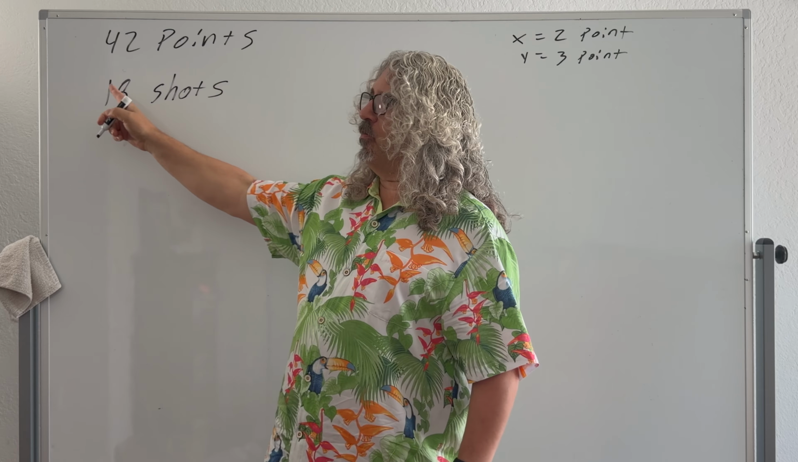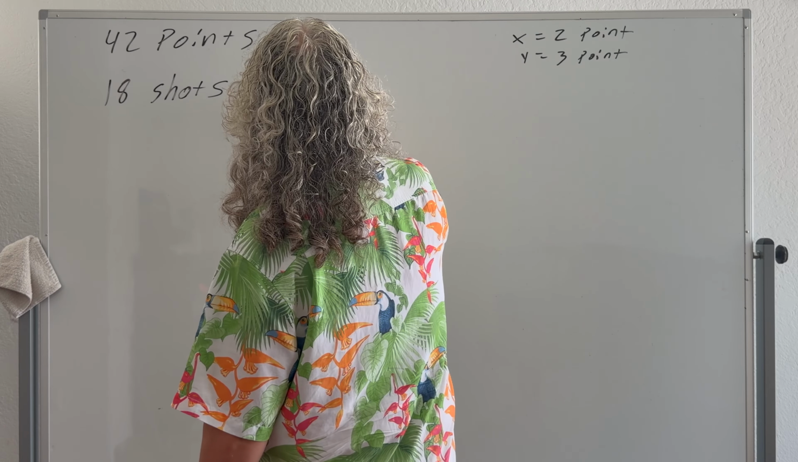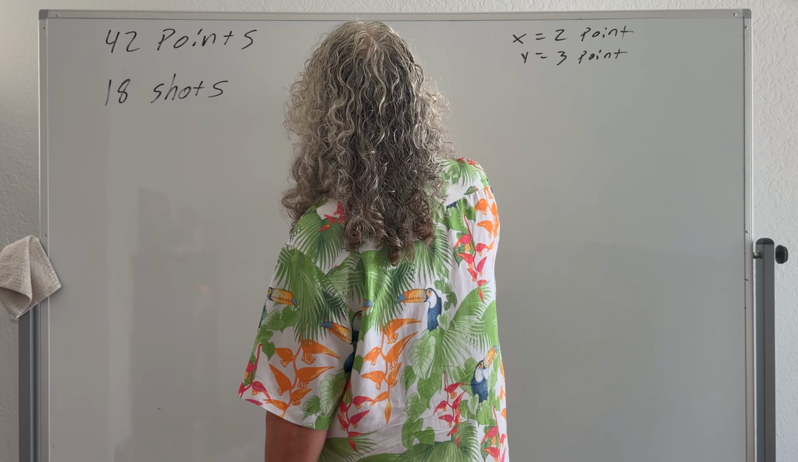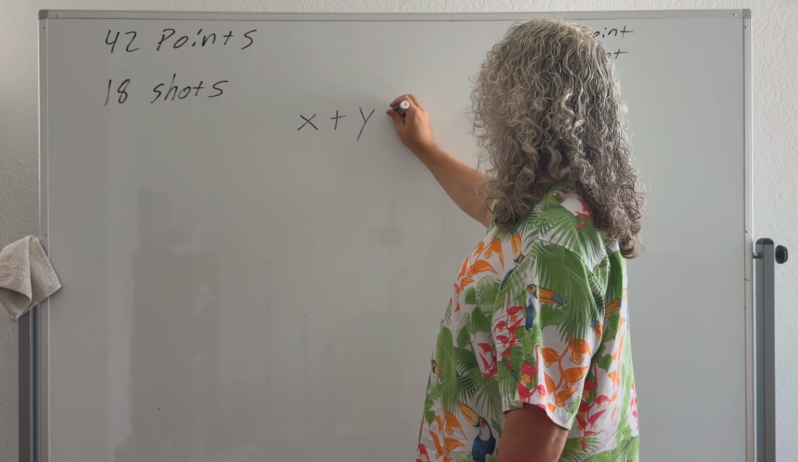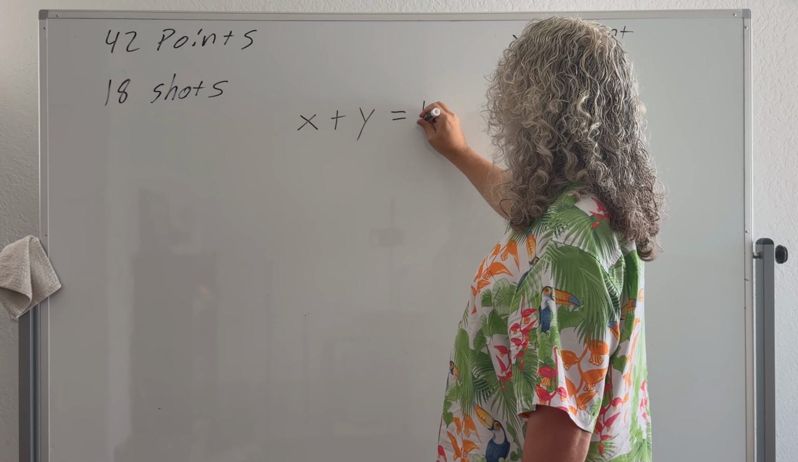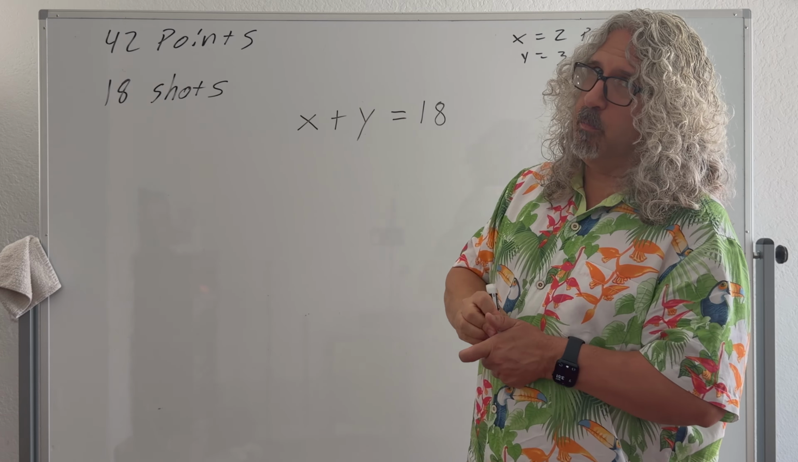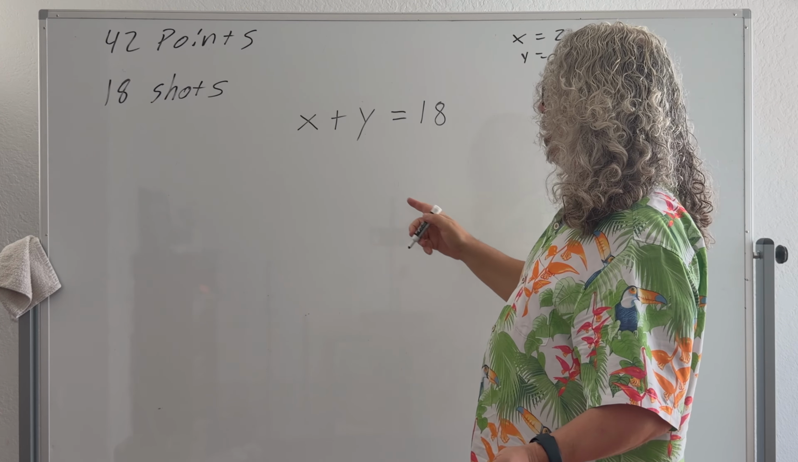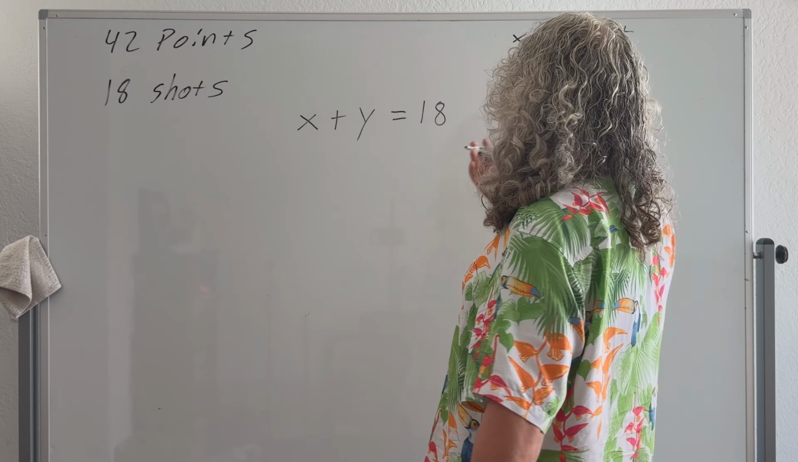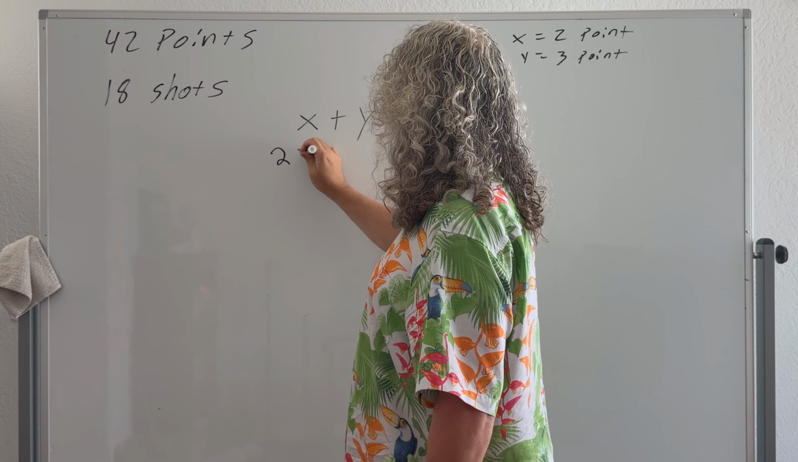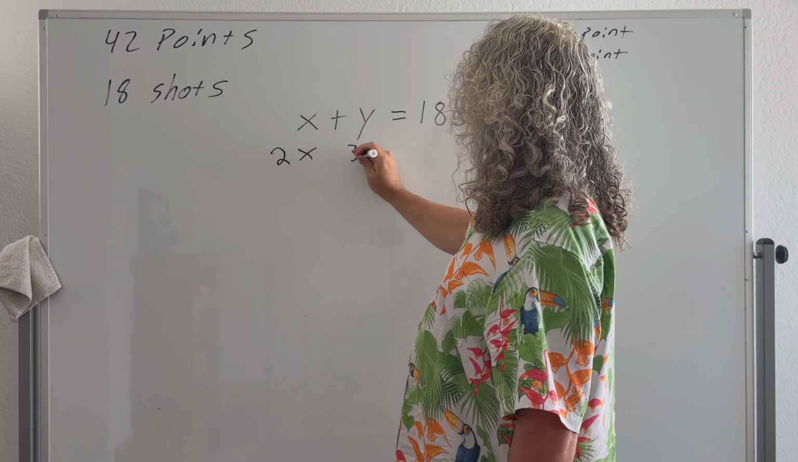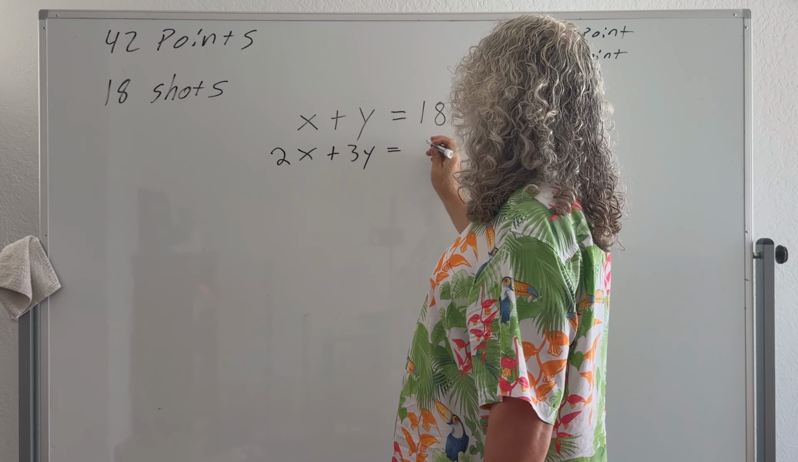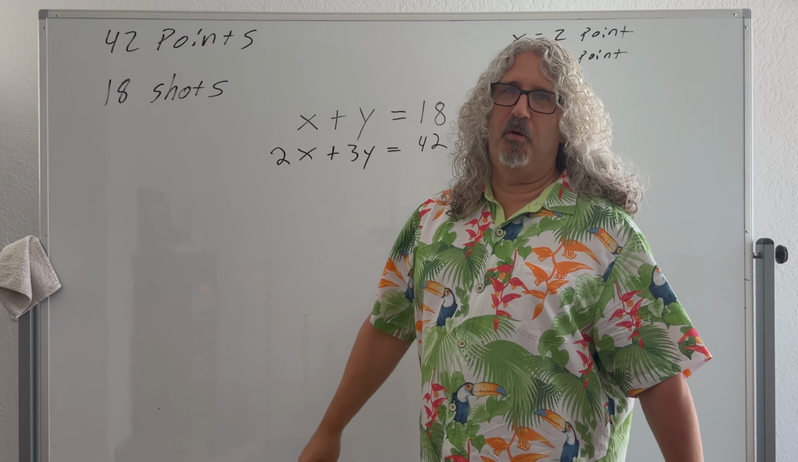Well, I know that this person made 18 shots, right? So if I take the 2-pointers and I add the 3-pointers, not the 3, that's a y, 2-pointers and 3-pointers all together, how many shots were made? 18. Not 42. 42 was the points. 18 was just the shots that went in the basket. Okay, but now we're going to give a value to all of them. So for every x, because that's the 2-pointers, I'm going to times that by 2. And for every y, I'm going to times it by 3, because that's going to be the points. And when I add that together, it should be 42 points, okay?